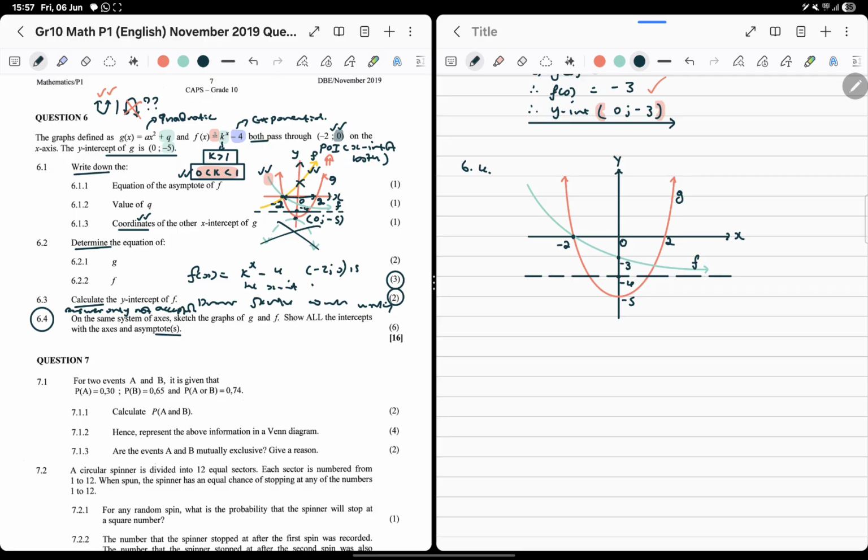3 marks for each. Shape, intercepts, turning point. The other one, shape, any one of the intercepts, and the asymptote. Great, so we are done, folks, for a nice 6 marks right there. And we are taking these easy 16 marks.